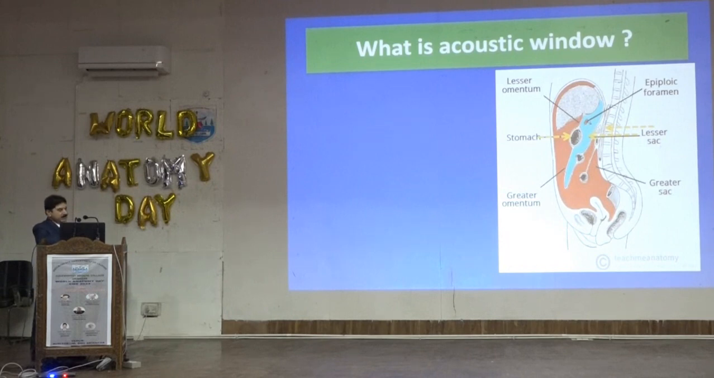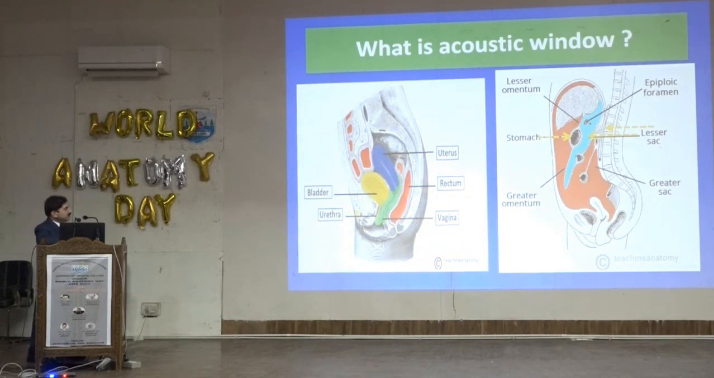But during fasting, as already said, the stomach is filled with gas, so these waves cannot pass through the stomach. Then we make the patient drink water. What happens with drinking of the water? The stomach is filled with water, and the ultrasound rays can pass through it. So a water-filled stomach acts as an acoustic window for visualization of the pancreas.